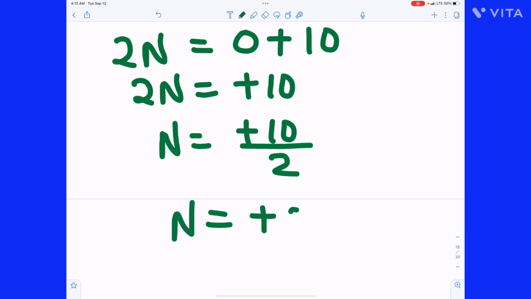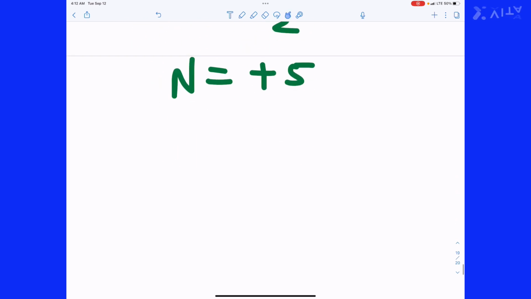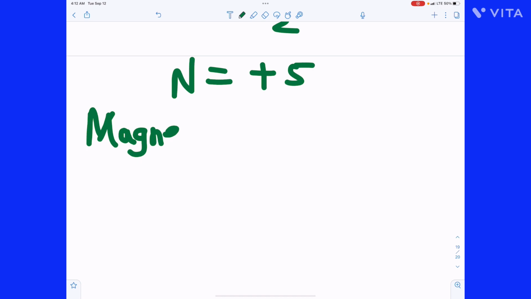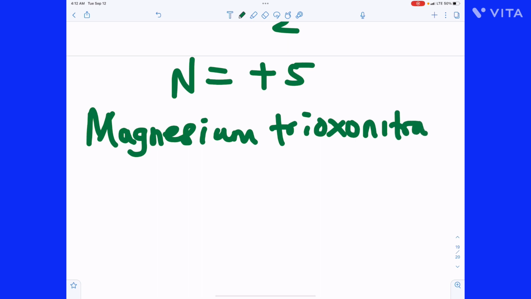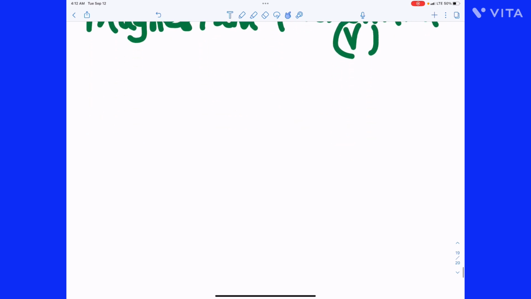N is plus 5. N is plus 5 tells you that we call this compound magnesium trioxonitrate 5. We call this compound magnesium trioxonitrate 5. That was E. Let's go to F now.